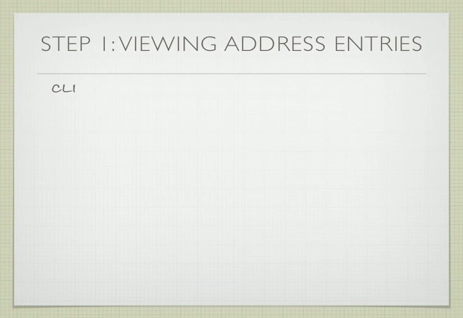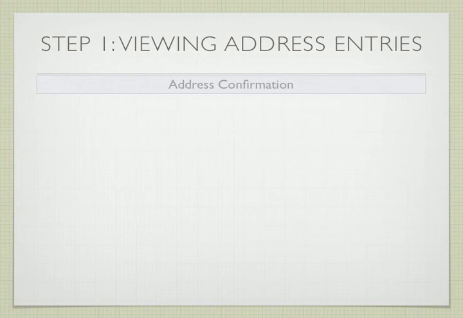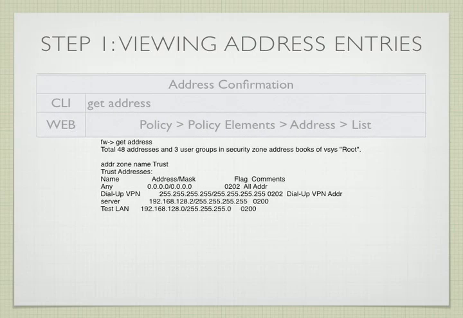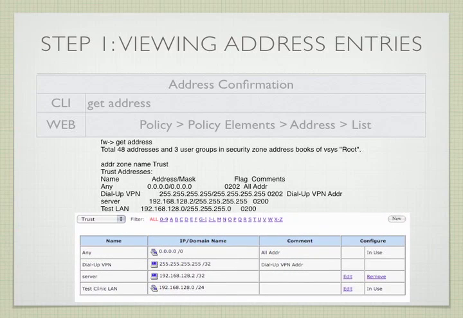In order to see what you've created in the addresses, you use the get address command. So when you do get address, it pulls back then the list of configured addresses on your device and tells you what their names are. On the web, this listing looks like this in the tabular format, and you have these filter buttons across the top to click on to pull shorter lists forward alphabetically.